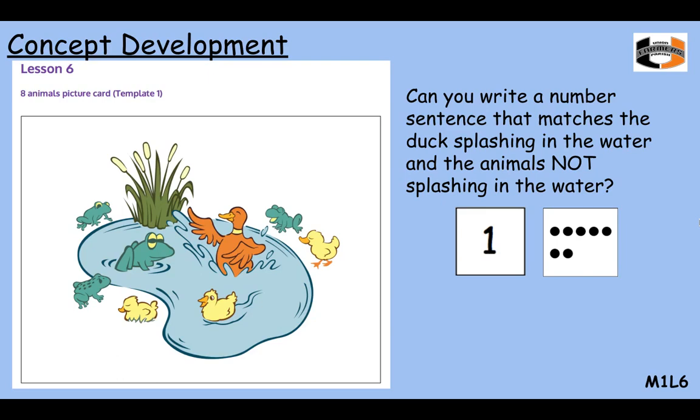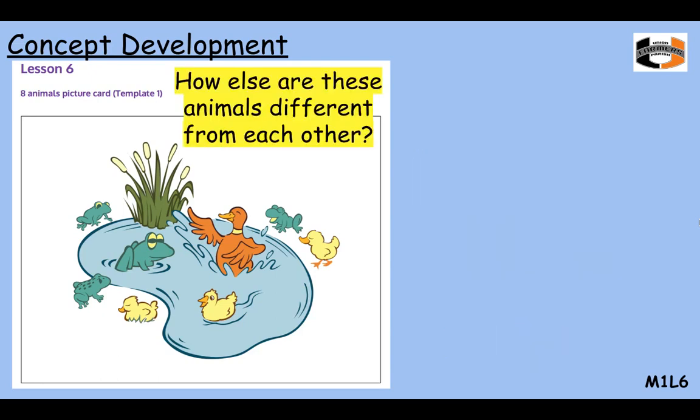Can you write a number sentence that matches the ducks splashing in the water and the animals not splashing in the water? One plus 7 equals 8. How else are these animals different from each other? Do you see any other parts or groups?